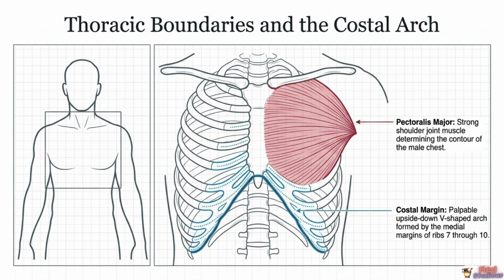The second landmark is the costal margin, a palpable upside-down V-shaped bony arch formed by the medial margins of ribs 7 through 10, which are connected to each other by cartilage, rather than directly to the sternum. This arch marks the inferior boundary of the thoracic cage and the superior boundary of the abdomen. Clinically, the costal margin is used to locate the liver edge during abdominal palpation, and enlargement of the liver or spleen is measured by how far they extend below it.